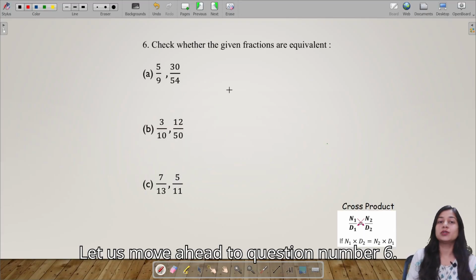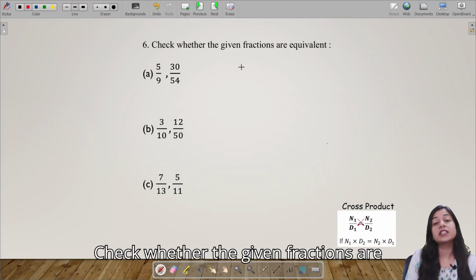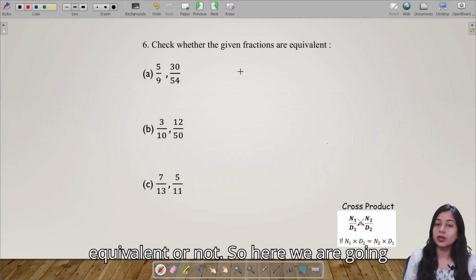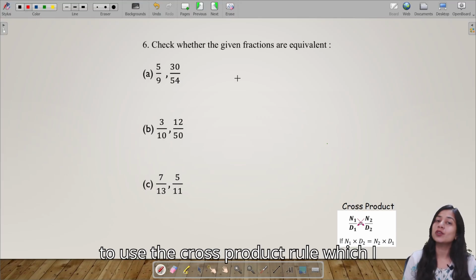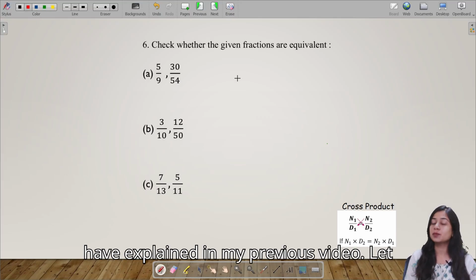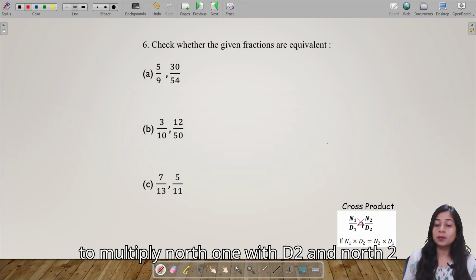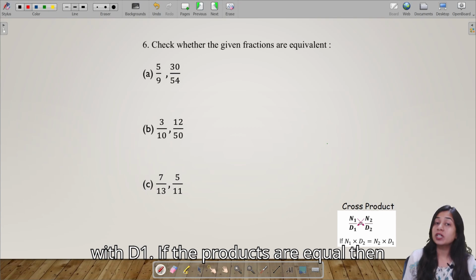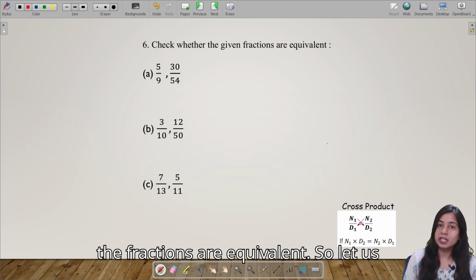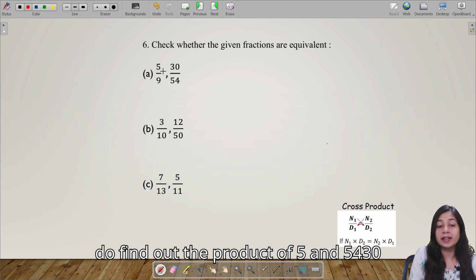Let's move ahead to question number 6. Check whether the given fractions are equivalent or not. Here we are going to use the cross product rule, which I have explained in my previous video. Let me quickly revise it. Here we are going to multiply n1 with d2 and n2 with d1. If the products are equal, then the fractions are equivalent. So let's find out the product of 5 and 54, 30 and 9.